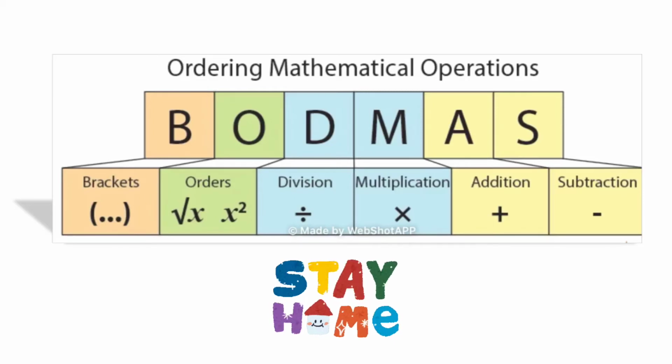Hello friends, today we are going to learn ordering mathematical operations. For a calculation that has only one mathematical operation with two numbers, it is a simple case of either adding, subtracting, multiplying or dividing to find your answer. But what about when there are several numbers and different operations? Maybe you need to divide and multiply or add and divide. What do you do then?